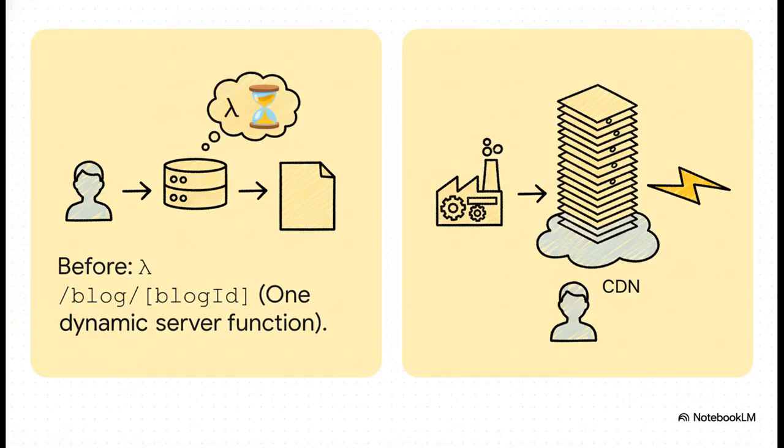And you can actually see the magic right in the build output. Before, your dynamic route is just a single server function waiting to be called. But after you use generateStaticParams, you get all these individual pre-built static pages. This means they are now just plain HTML, ready to be served instantly from a global CDN. You get the incredible flexibility of dynamic routes with the raw speed of static pages. It's the best of both worlds.